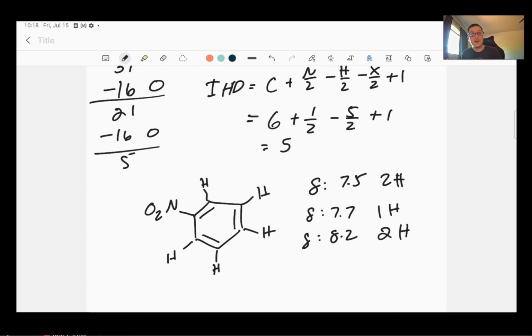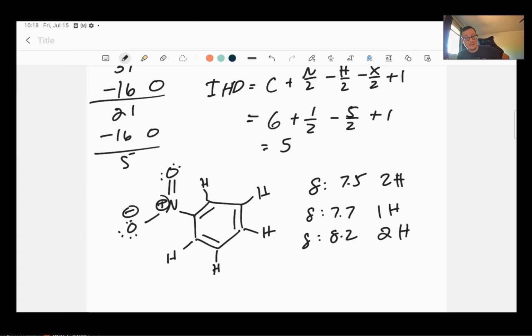Because we know we've got 5 hydrogens on there, we just need somewhere to deal with this NO2. We have one IHD left that we haven't really talked about, and we know that NO2 has a double bond as a functional group, right? So, let's draw it out. This one is kind of looking at what's not there more than what is there, if that makes sense.